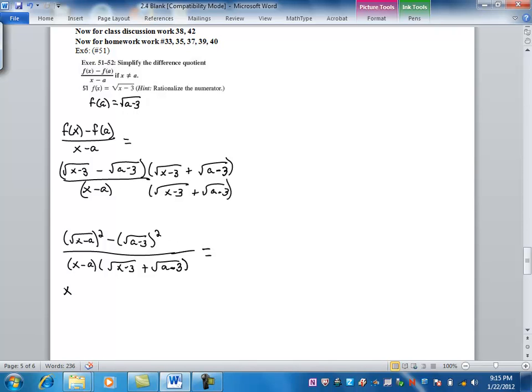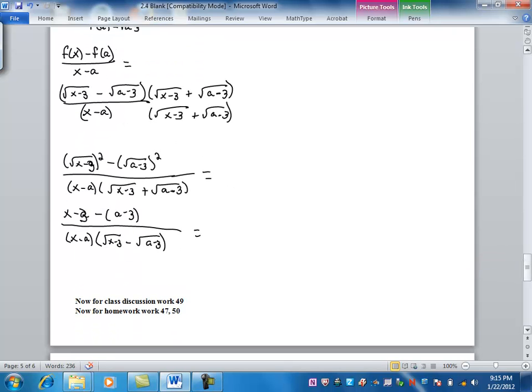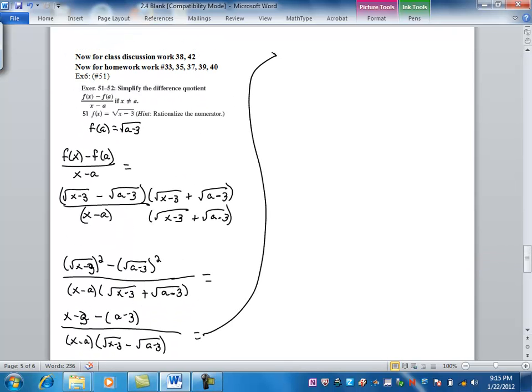Alright, so when we square a square root, we get our radicand, x minus a minus parentheses, a minus 3, x minus 3, there we go. And this is all over x minus a times the square root of x minus 3 minus the square root of a minus 3. Alright, and let's come on up here, we'll have a little more room. So on top, folks, we're left with x minus 3 minus a plus 3, all over x minus a times the square root of x minus 3 minus the square root of a minus 3.